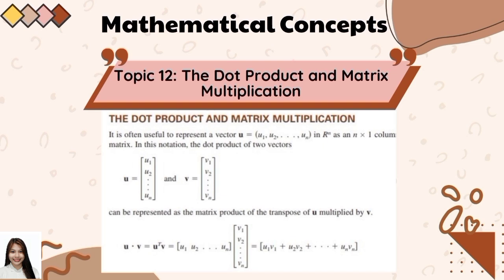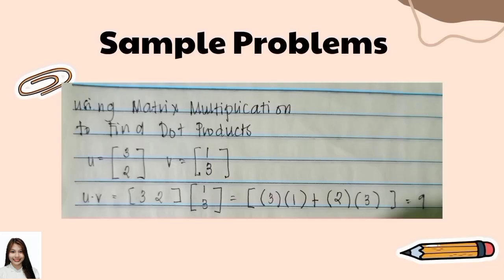For example, u dot v is equal to u transpose times v. As you can see, u is formed as a row and v is formed as a column. So it is just the same if you find the value of u dot v. For example, we have u equal to (3, 2) and v equal to (1, 3). U dot v is 3 times 1 plus 2 times 3, which is equal to 9.